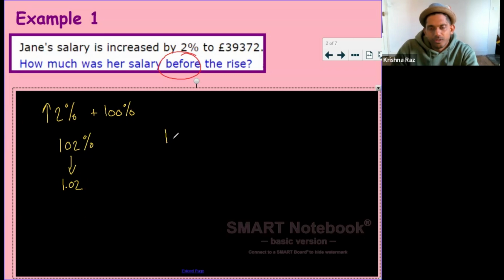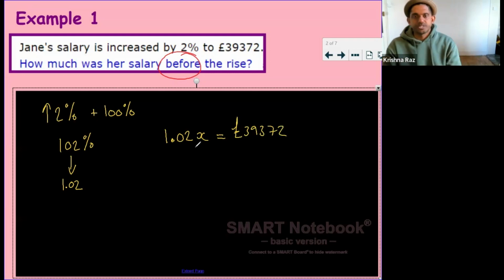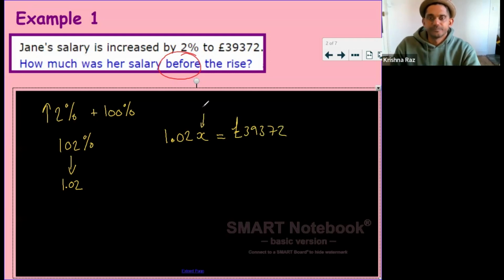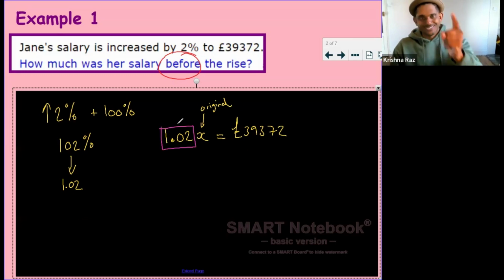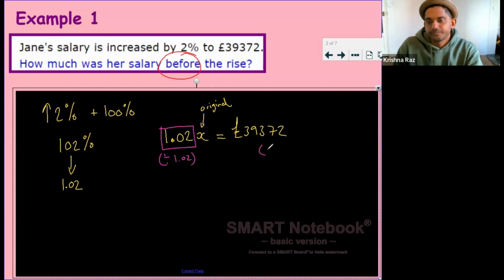So we know 1.02 times by something equals 39,372. So a 2% increase on the original wage gives us £39,372. So now we need to do the opposite of timesing by 1.02, which is, that's right, dividing. So we divide both sides by 1.02, and we'll get the answer.